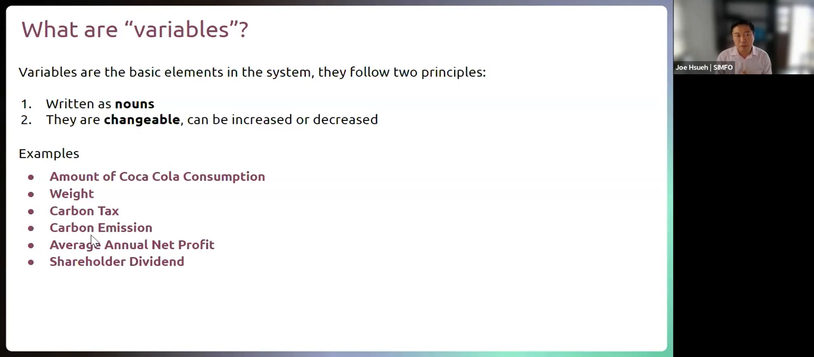An example would be Coca-Cola consumption. It can go up or down. My weight, how heavy I am, can go up and down. Carbon tax: increase, decrease. Carbon emission, net profit, shareholder dividend. Those are variables that are quantifiable in some way, so that we can see their direction. So the first time you do any mapping, you want to identify those key variables affecting your system.